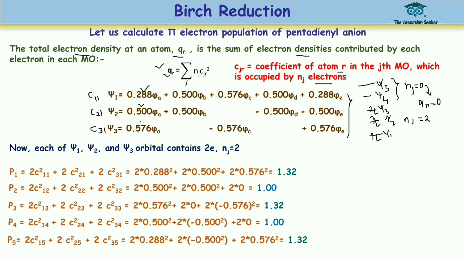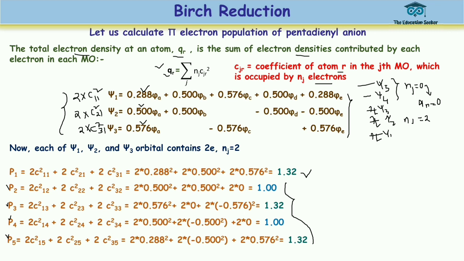The value is 0.576. Now if we simply square the coefficient, it will give pi electron density. Now each of the orbitals contains 2 electrons, so we have to multiply each squared coefficient by 2. Now if we add these separate terms and put in the values of the coefficients, it will provide the value 1.32. And similarly we can calculate P2, P3, P4, P5 and generate these values.